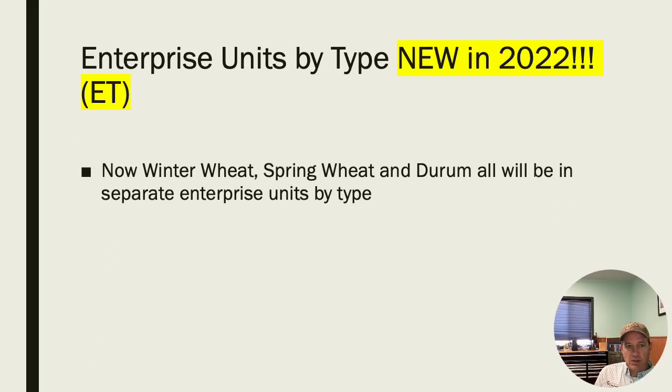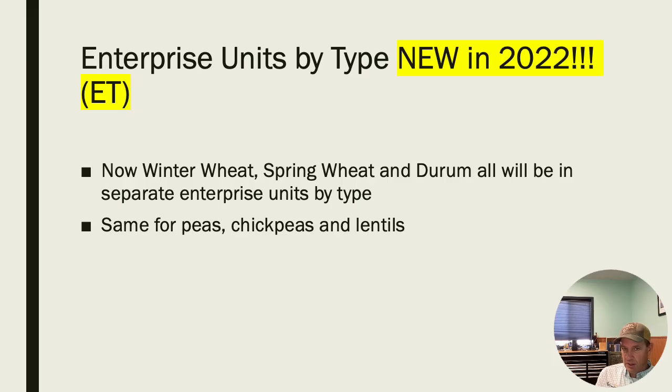So new in 2022, now we can separate. In 2022, they allowed us to start separating in enterprise units winter wheat, spring wheat, and durum, where before our only option was to be in enterprise units instead of by type, and that would have combined those types together back then. So it made it much more viable to do enterprise units if you're a winter, spring, and durum type guy.